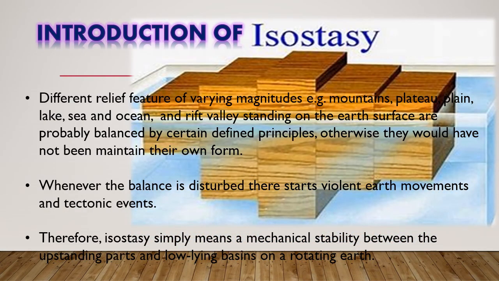Introduction of isostasy. Different relief features of varying magnitude, for example mountains, plateaus, plains, lakes, seas, oceans, and rift valleys standing on the Earth's surface, are probably balanced by certain defined principles. Otherwise, they would not have maintained their form. Whenever the balance is disturbed, violent earth movements and tectonic events start. Therefore, isostasy simply means a mechanical stability between the upstanding parts and low-lying basins on a rotating Earth.